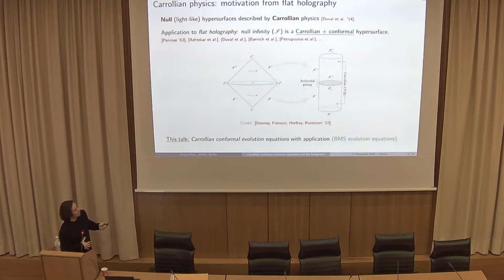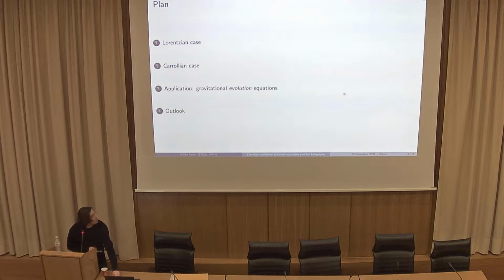So that's why I'm going to abundantly use the fact that null infinity, which is the holographic screen where we would like to define a holographic dual for gravity in flat space, is a Carrollian conformal manifold. And I'm going to first, in this talk, define what is a Carrollian conformal evolution equation, the analog of the conservation of the stress tensor, and apply it to a specific case in the gravitational bulk theory. Of course, don't hesitate to interrupt me if there are any questions.